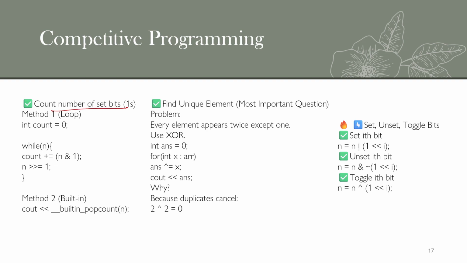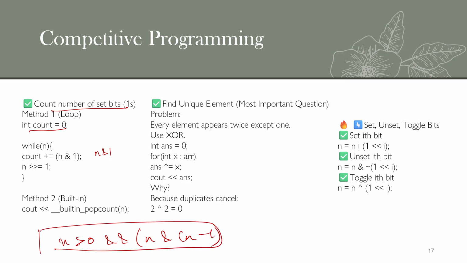Next, count the number of set bits, or ones, like we had seen in the earlier part just before this. Method 1 is a loop. Count is equal to 0, count plus equal to n and 1, and there we had seen n greater than 0 and n and n minus 1. This is what we have seen. Now let's see an alternative way. Count plus equal to n and 1, and then you do right shift. Now this is a built-in method. You can use this if you remember. This is double underscore builtin underscore popcount n.